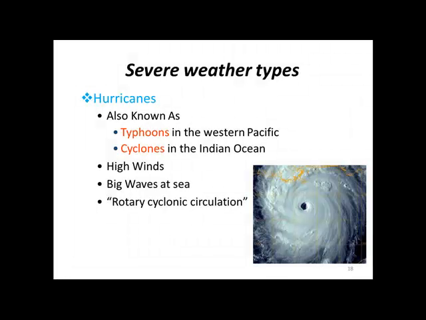The next severe weather type is the hurricanes, also known as typhoons in the western Pacific and cyclones in the Indian Ocean. They're just different terminologies given to the same event in different areas. They're associated with high winds, big waves at sea, and a term that's given to them is rotary cyclonic circulation. Rotary is rotating, cyclonic is cyclone, a low pressure system, and circulation is also, again, rotating.